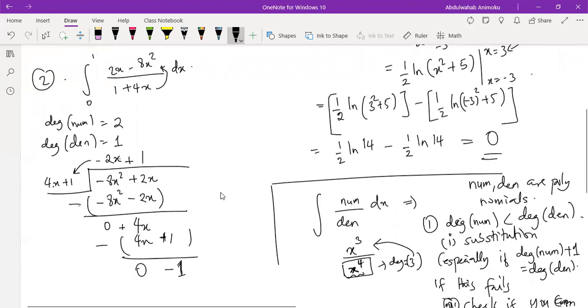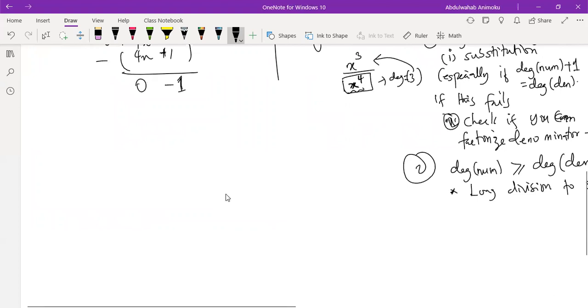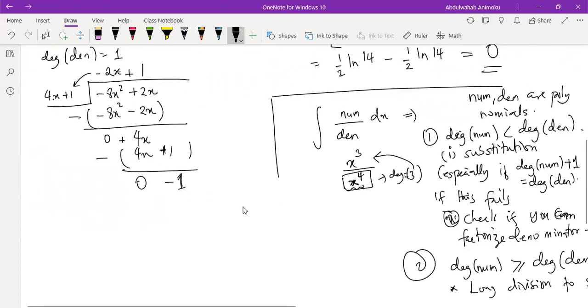So what do we do with this information? Now notice from elementary maths that we can now write this function here as what? Product of the, so this is called the dividend.